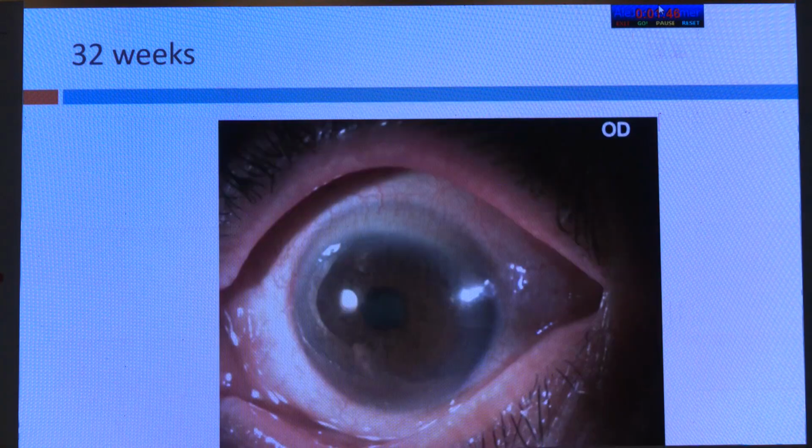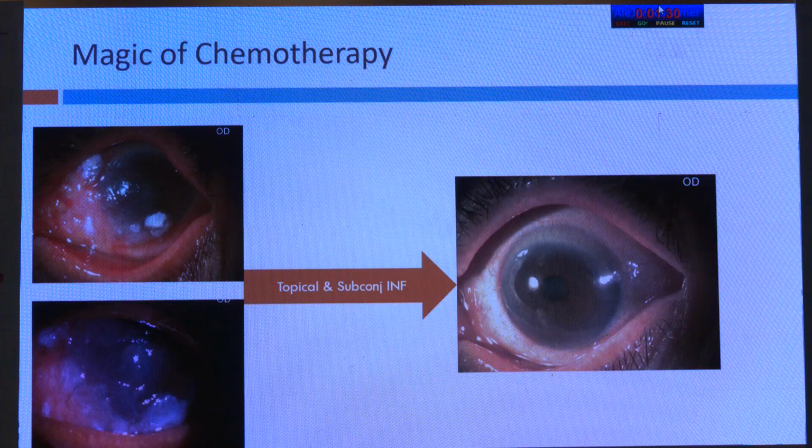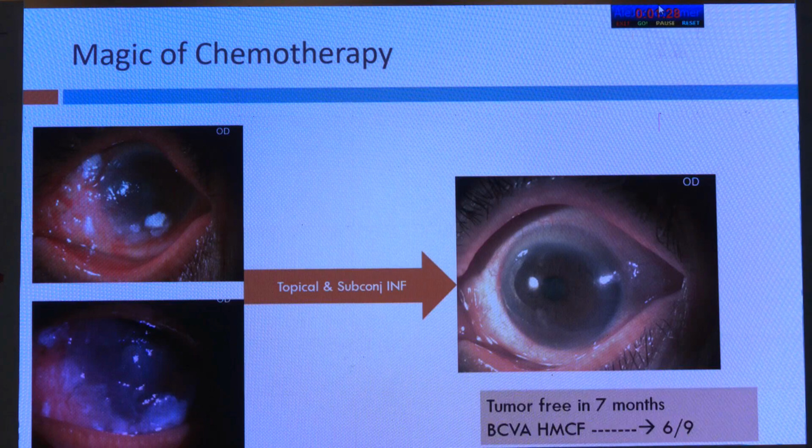This is how the patient looks like at 4 months and now at 8 months, the lesion has completely regressed from the conjunctiva as well as the cornea. The vessels that were present also regressed completely, and the vision improved to 6/12 with refraction. So that is the magic of chemotherapy. This is the magic of chemotherapy with topical and subconjunctival therapy.